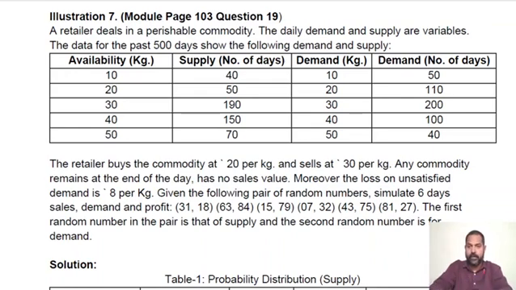These are perishable commodities. On the other hand, grains are not perishable. They go on for slightly longer. So any food or food product becomes a perishable commodity. Okay, a retailer deals in a perishable commodity. The daily demand and supply are variables. So demand and supply both fluctuate. The data for the past 500 days shows the following demand and supply. So what they did is, for 500 days, they studied the demand and the supply.